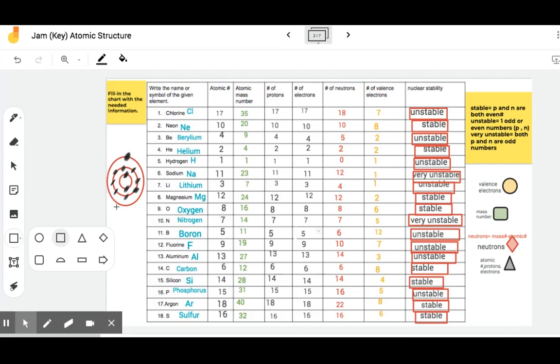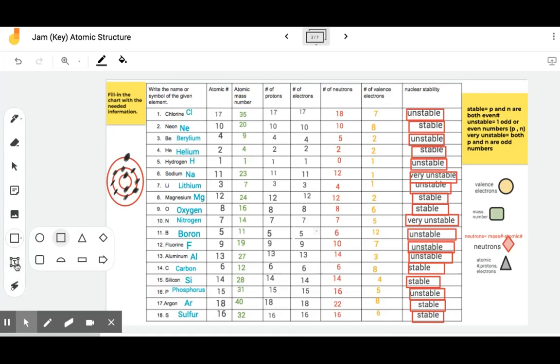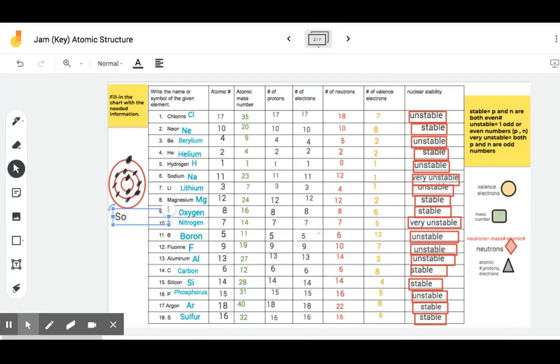So this element has 11 electrons. It has 1 valence electron. So looking at this table, what element has 11 electrons and 1 valence electron? So therefore, this element is sodium. And that is Na.